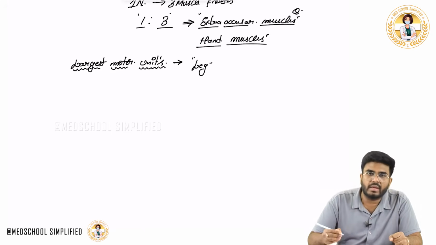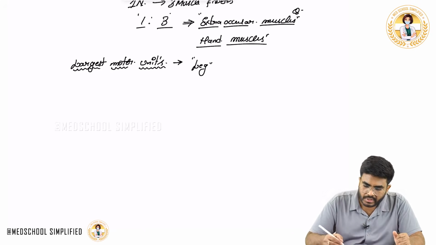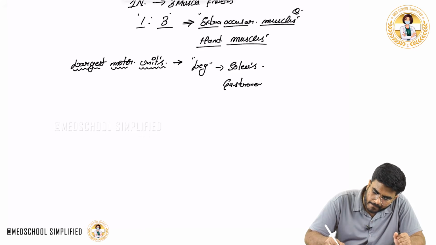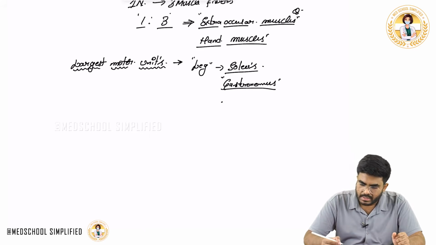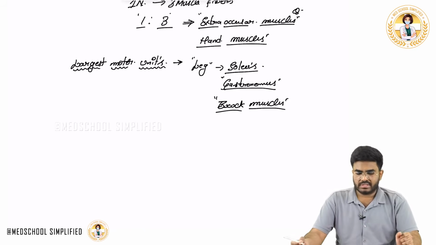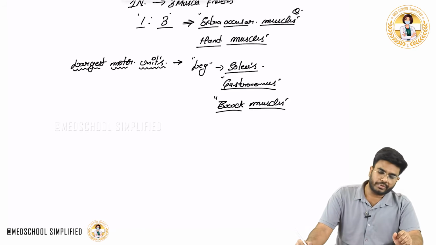They are bearing the whole weight of your body. Leg muscles like the soleus and gastrocnemius, and also back muscles, are the muscles having the large motor units.